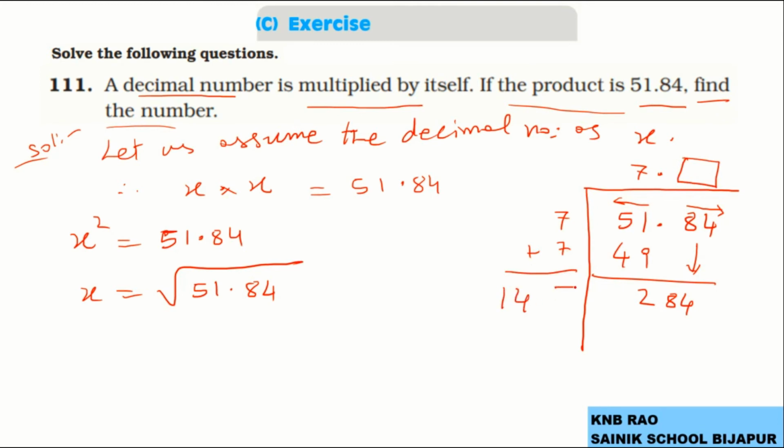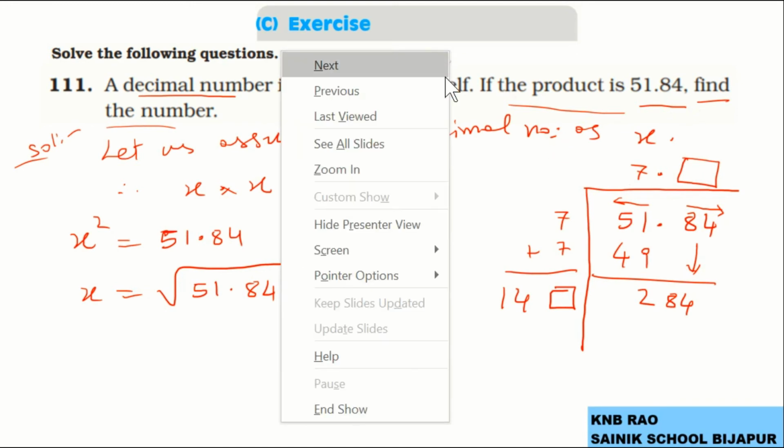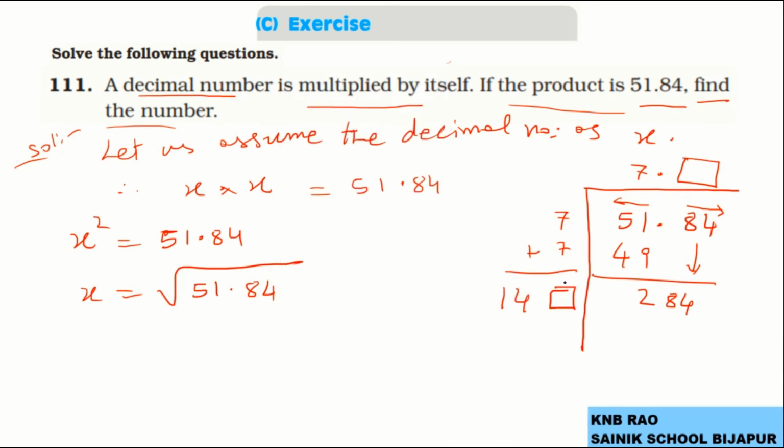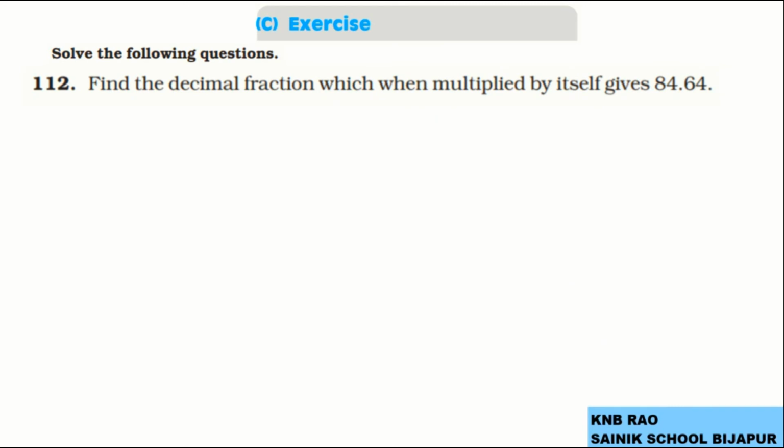So how to choose here? You have to choose the appropriate digit. You know the way of choosing. So 142 twos gives 284, and their difference gives you 0. Therefore, the square root of 51.84 is 7.2, and that is the decimal number. Okay, now coming to the next question, find the decimal fraction which when multiplied by itself gives 84.64.